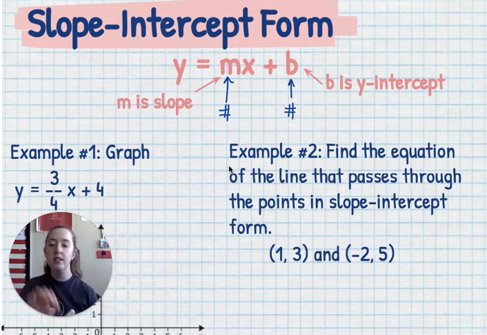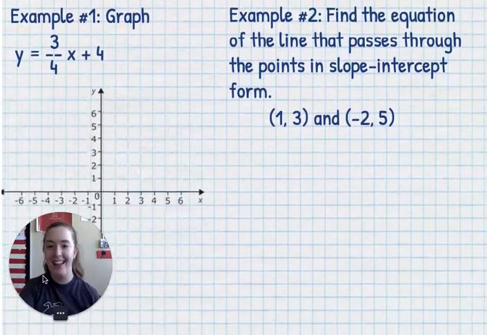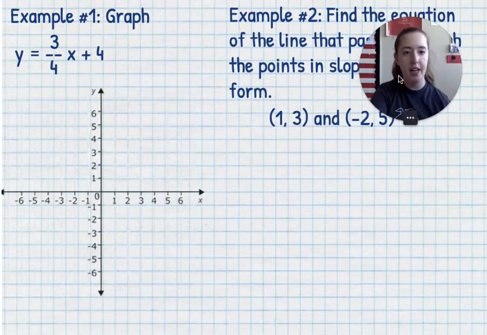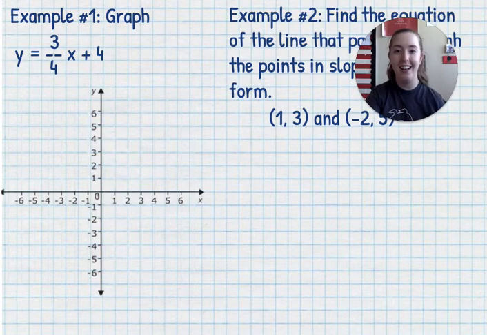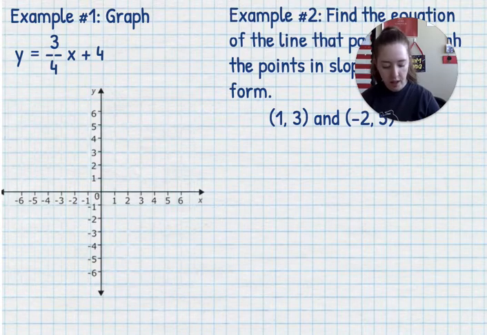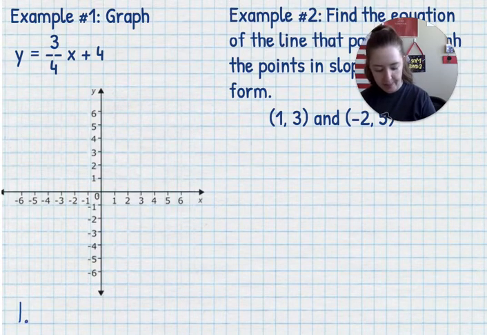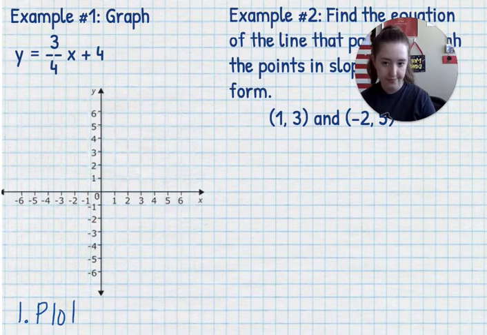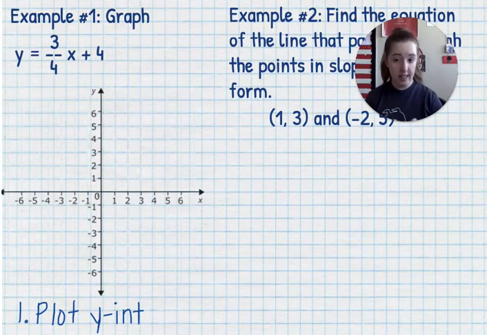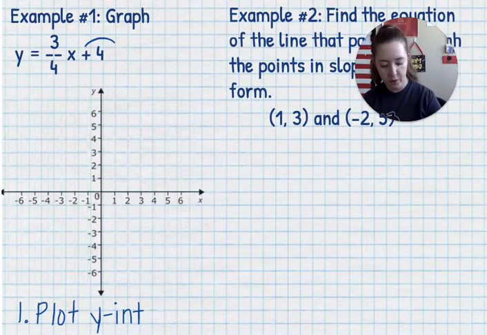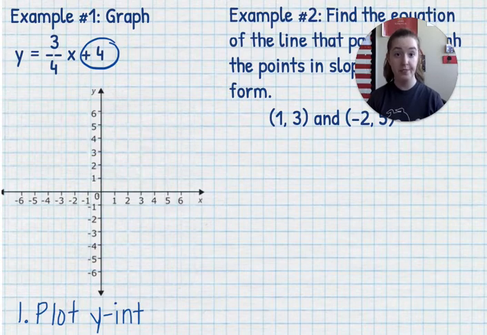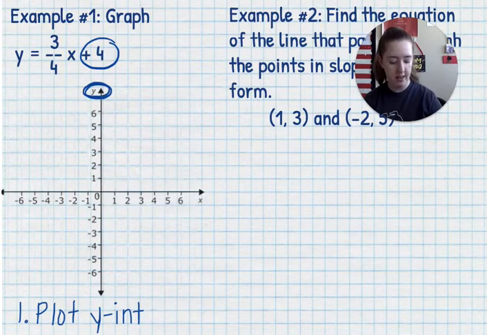Okay, cool. So let's talk about how to graph a line in slope-intercept form. So the first thing you want to do is you want to plot your y-intercept. So in this line, 4 is my y-intercept. So it's that guy that doesn't have an x on it. So on my y-axis right here, I'm going to go up to 4 and put a dot right there on my y-axis.